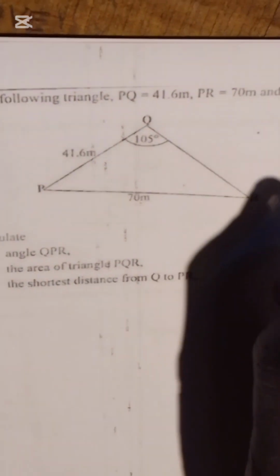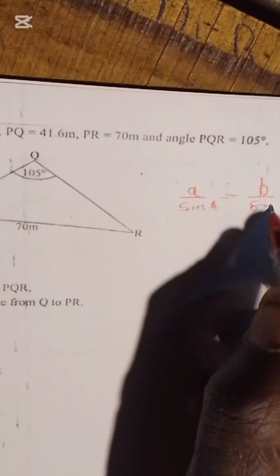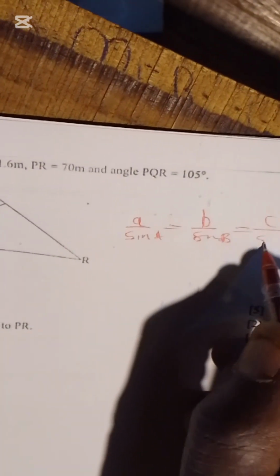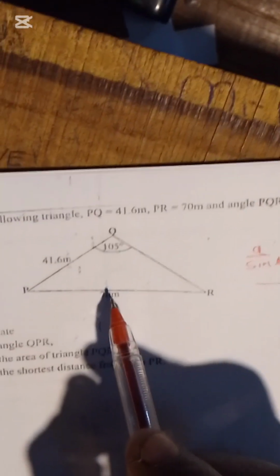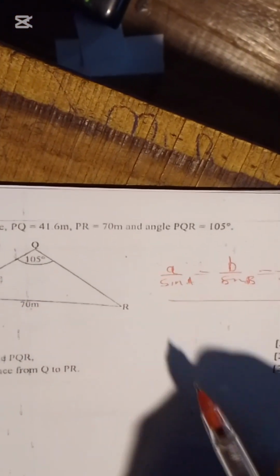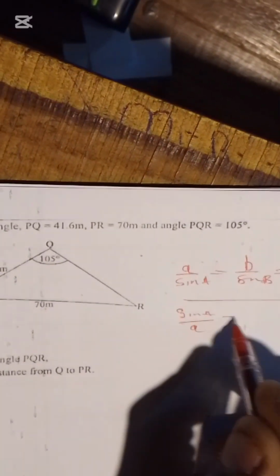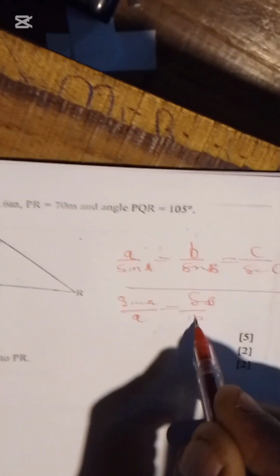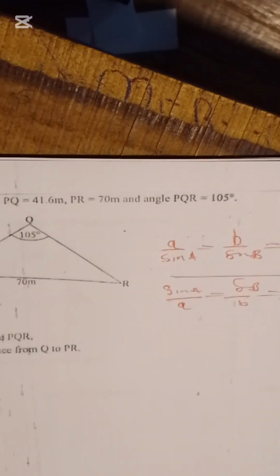Sine rule is given by the formula a over sine A equals b over sine B equals c over sine C. But these letters are to be utilized when you are dealing with a shape that has ABC. In this case, we don't have those letters, so we're going to relate these letters to the formula. But understand that other people can write it as sine A over a equals sine B over b equals sine C over c. It's just one and the same.